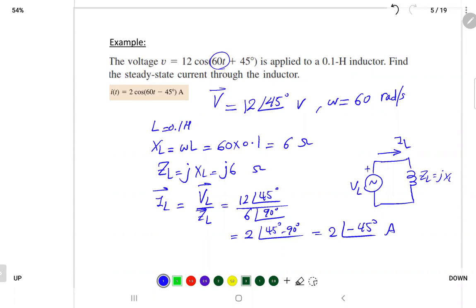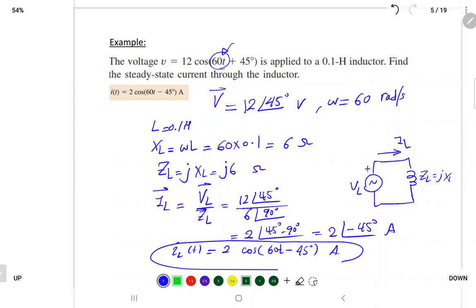If you are asked to put your answer in the time domain, you have to change from the phasor domain to the time domain. You bring it back to cosine. So the answer, the current iL in the time domain, is equal to the magnitude 2, and it was cosine, so it stays cosine. Omega doesn't change, it is 60, as given here, omega t. And then the angle you added, that's minus 45 degrees. And that will be the current, your final answer in the time domain. It's just simple to use the phasor. Okay.